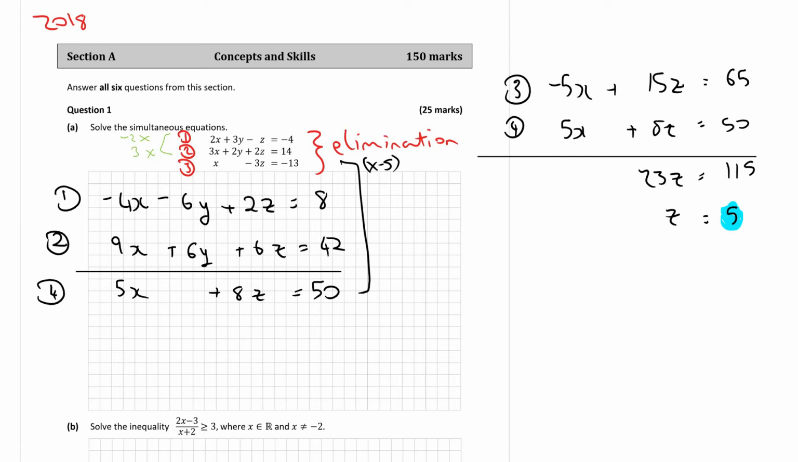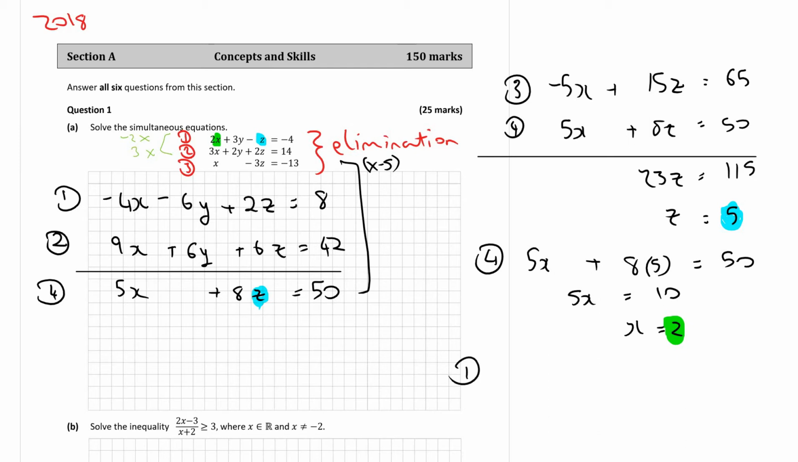Alright, so I'm very close to finishing the problem now. I know what z is. If z is 5, I can substitute that into 4. So I'll just rewrite 4. And I have 5x plus 8 times 5 is 50. So 5x is equal to 10. X must be 2 there. And what I can simply do then is plug that into the original ones. If x is 2 and z is 5, I can work out what y is.